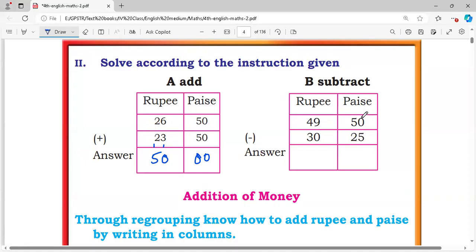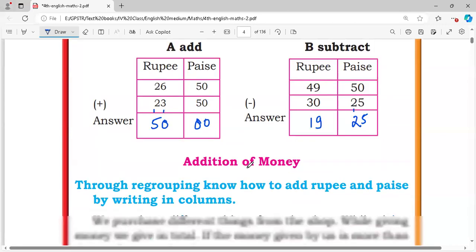Next is subtract. 0 minus 5 is not possible. Take a 10 from the nearby house. This becomes 10 minus 5, 5, carry 1. 5 minus 2 plus 1, 5 minus 3 means 2. 9 minus 0, 9. 4 minus 3, 1. 19 rupees 25 paise.